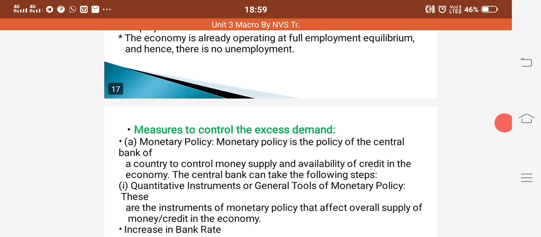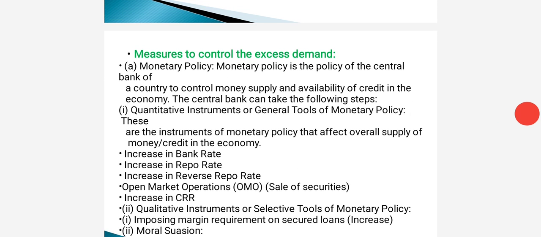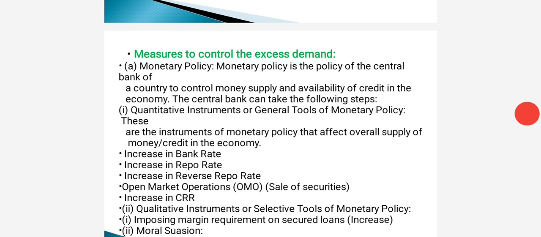Next is how can we correct or control the excess demand? Children, there are basically two policies, monetary policy and fiscal policy. Let us talk first about monetary policy. Monetary policy is the policy of the central bank of a country to control money supply and availability of credit in the economy.